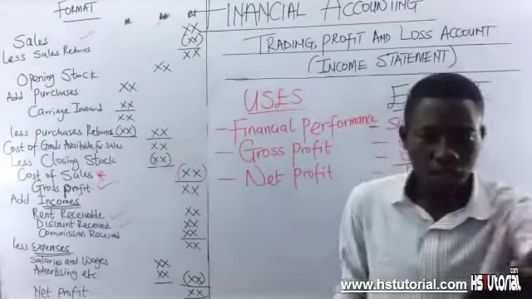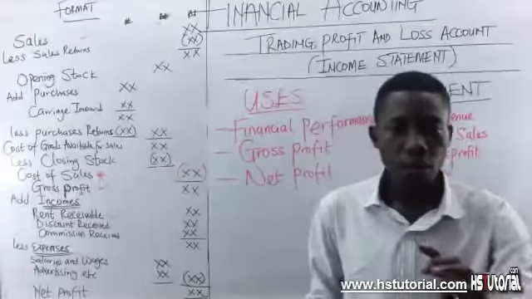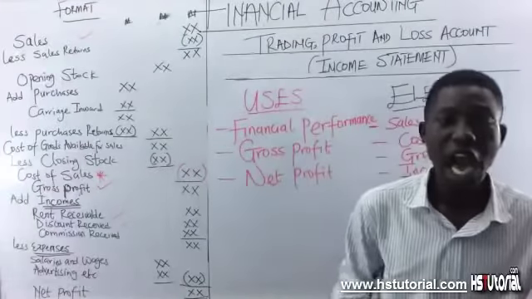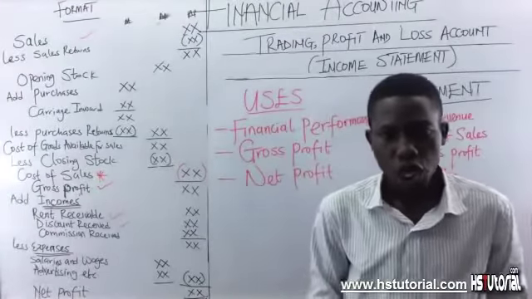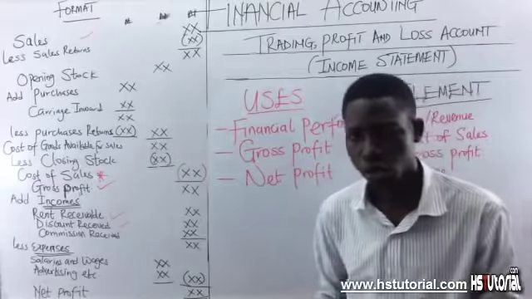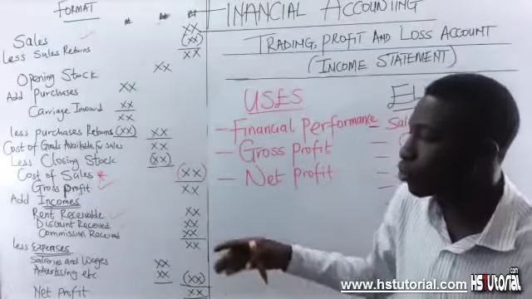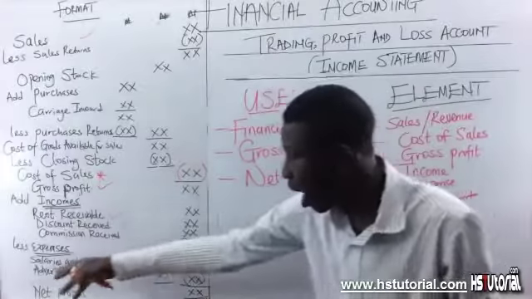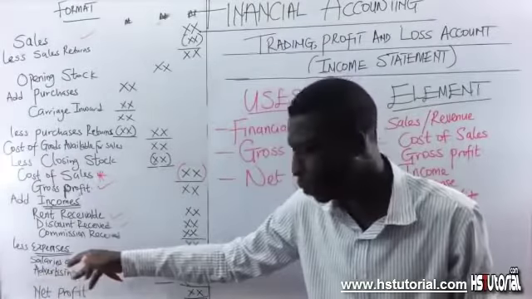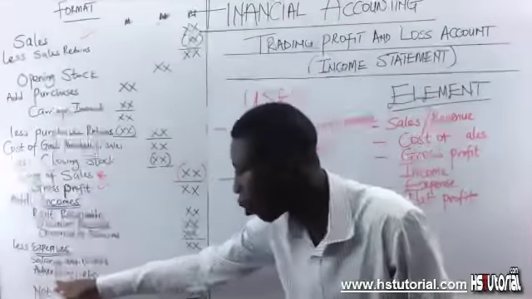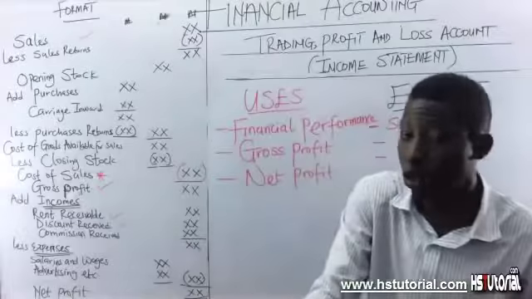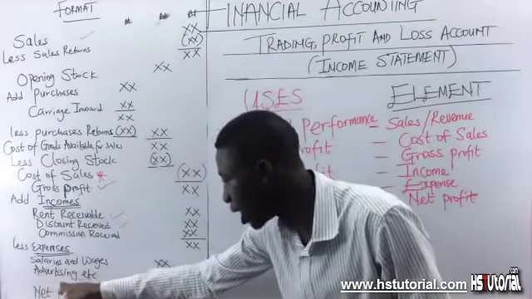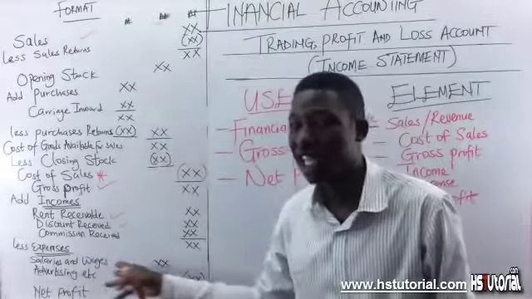Then let's start from provision. In provision, you can have an increase in provision and you can have a decrease in provision. If you are having an increase in provision, you will have to make it part of the expenses. You will have to add another line to your expenses and say provision for bad debt. If you are having an increase, you write the figure as part of your expenses.